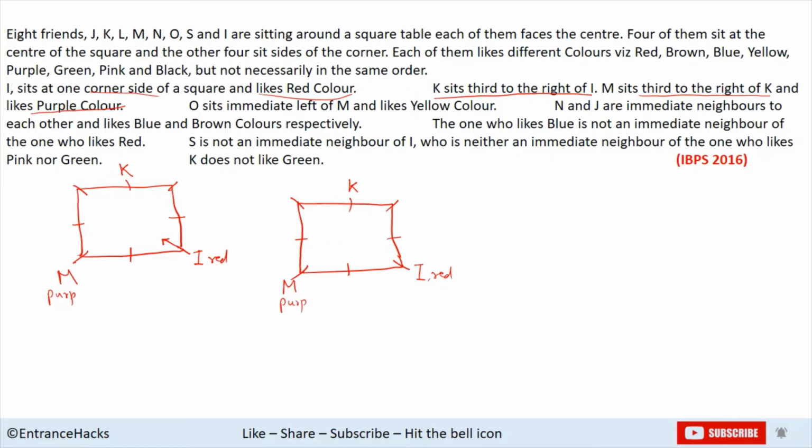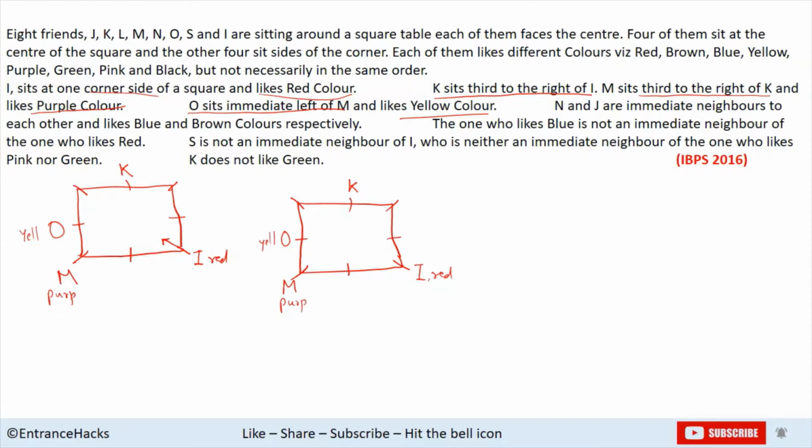The next statement is also easy. O sits immediate left of M and likes yellow color. Immediate left of M would be this, and likes yellow. So we have placed it accordingly.